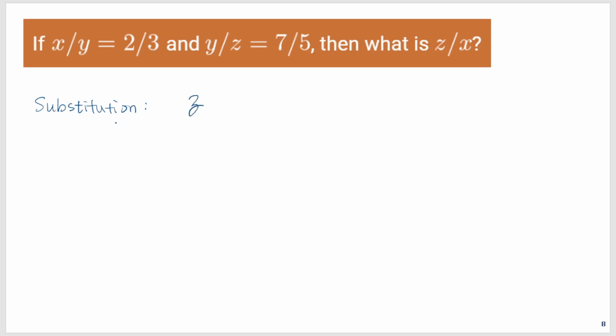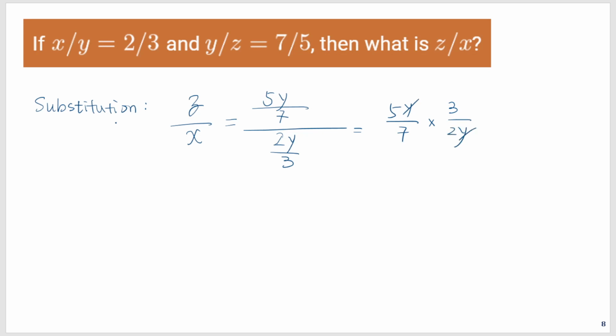Remember, we want to find z over x, right? So first, z can be represented in terms of y, which is 5y over 7, right? And x can also be solved in terms of y using the first equation, which is actually 2y over 3, right? Basically, you have 5y over 7 times 3 over 2y. So cancel a y here. Then this will give you 15 over 14, right?